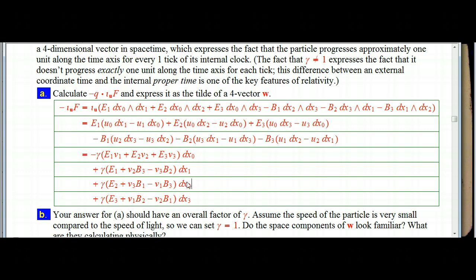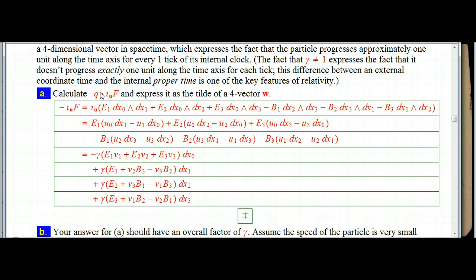The more interesting stuff is with the space components. For dx1, for example, that has a minus B2 u3. Right there I switched the order a little bit and made it a v by bringing out the gamma. And what's the other dx1 term? It's a plus u2, or v2 once I take out the gamma, times B3. And that's this guy. Similarly for these two guys. All right, so let's see what's up with that. Now, let's put the q in as well.